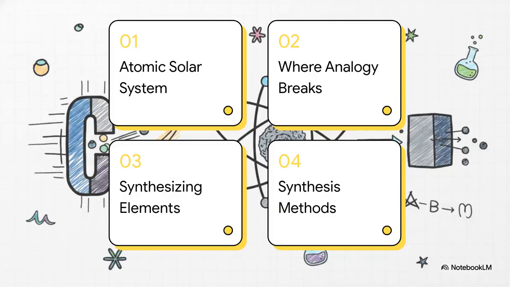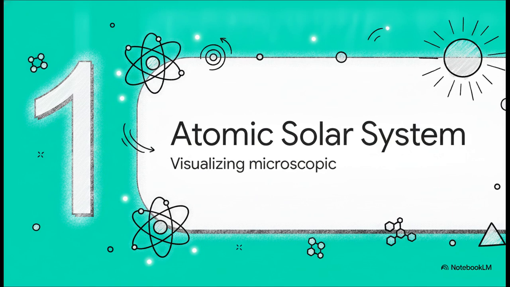So here is our roadmap for today. 1. The atomic solar system. 2. Where the analogy breaks down. 3. Synthesizing brand new elements. And 4. The methods of nuclear synthesis. Let's kick things off with Section 1, the atomic solar system, visualizing the microscopic.